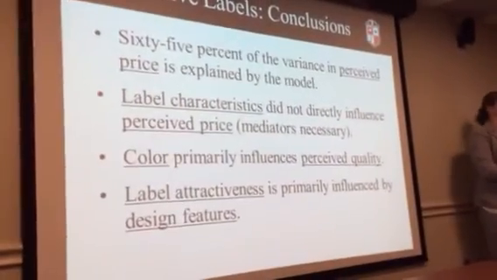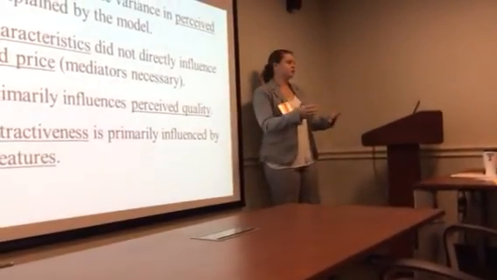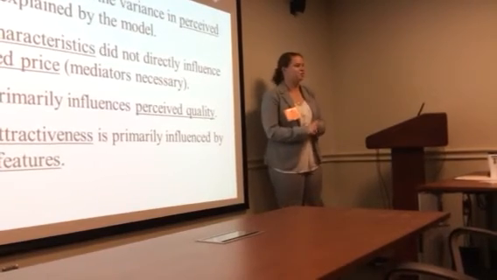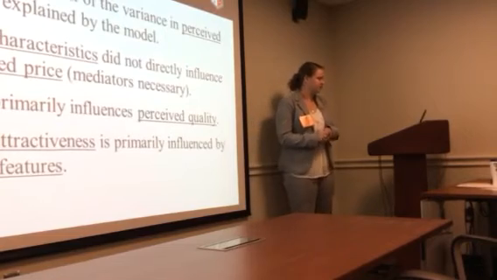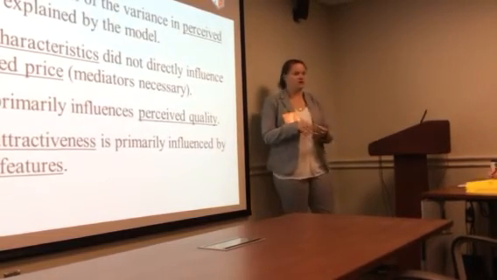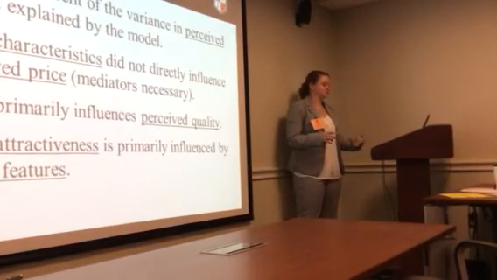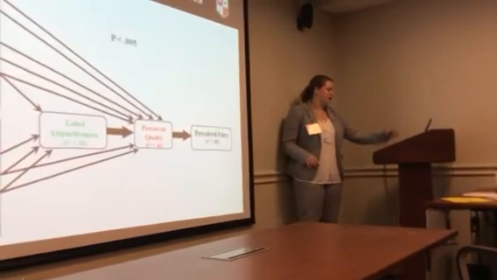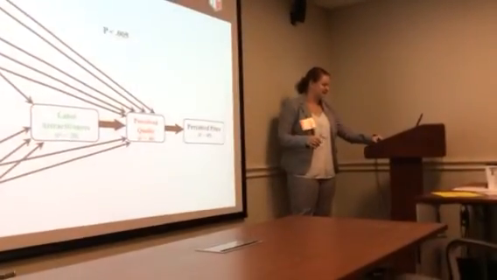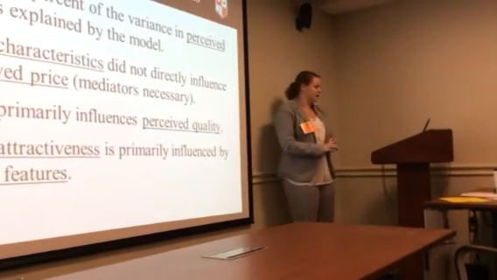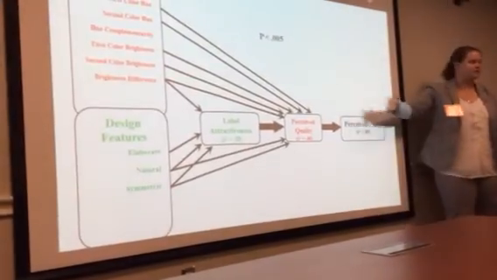So my conclusion, the main things that we found: 65% of our variance in the perceived price was explained through the model. We were very happy with that number. We were jumping up and down in the office. Label characteristics did not directly influence perceived price; hence, we had label attractiveness and perceived quality. Color primarily influences perceived quality. We saw back here that the colors did come to the perceived quality, and that was the thing they liked. And label attractiveness is primarily influenced by the design features. All 3 design features went straight to label attractiveness.